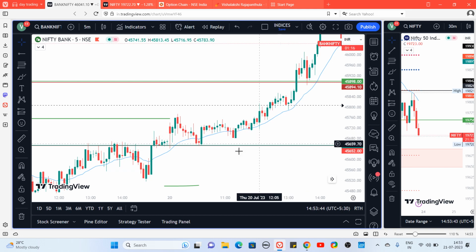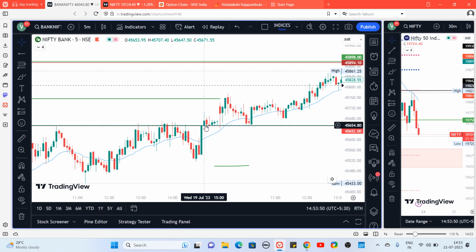Now this is the 20th. This is the 20th one, and the price closes above this level on this candle. This is the breakout candle. Okay, this is the breakout candle. Now what we have to do?